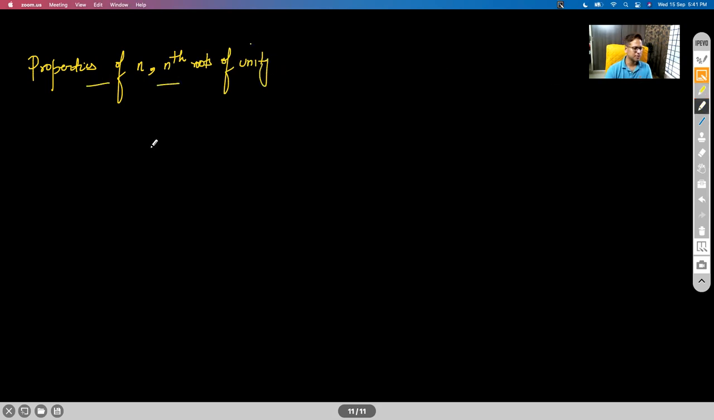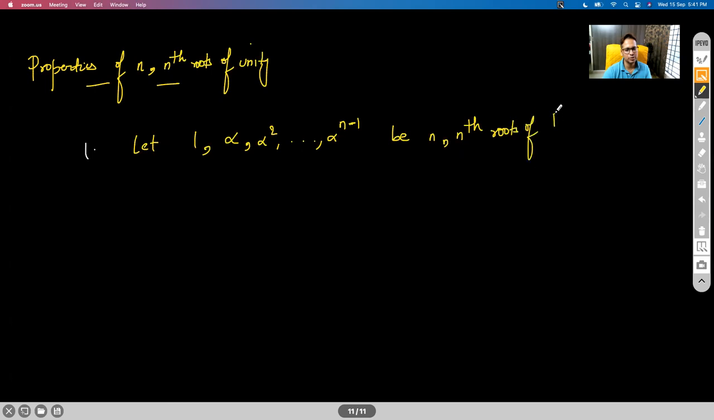Now we will look into properties of nth roots of unity. The first property, which is very obvious, let's say 1, alpha, alpha square, etc., be the n nth roots of unity.